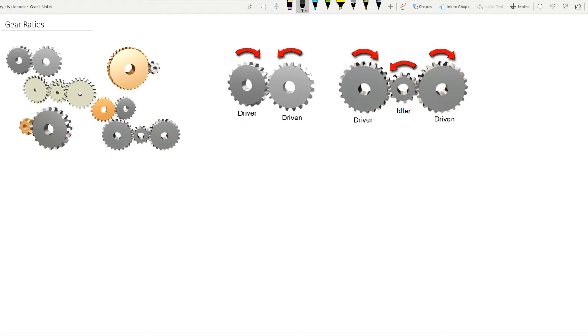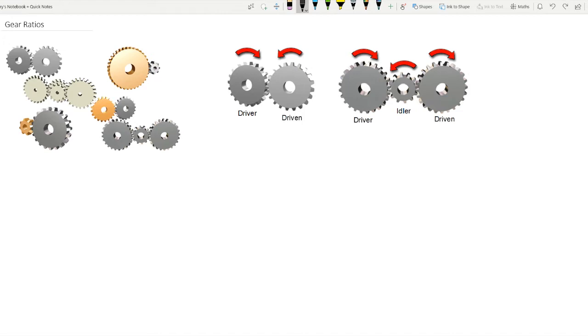So why is this driver and driven gear important? A gear ratio is there to do two things: to reduce or increase the output speed, and to reduce or increase the output torque. So that is the twisting force.